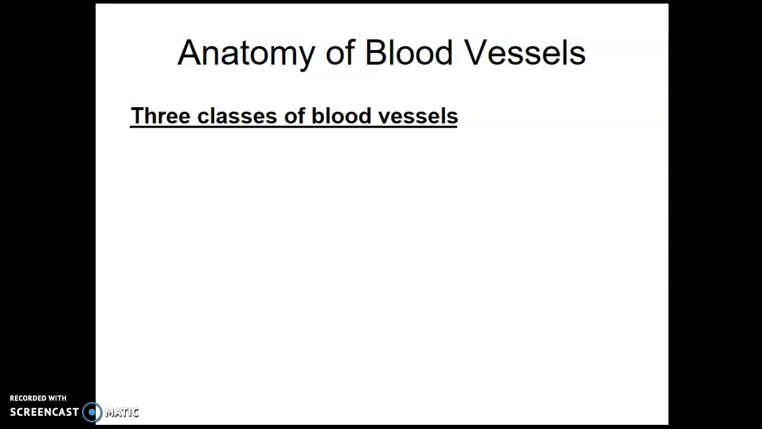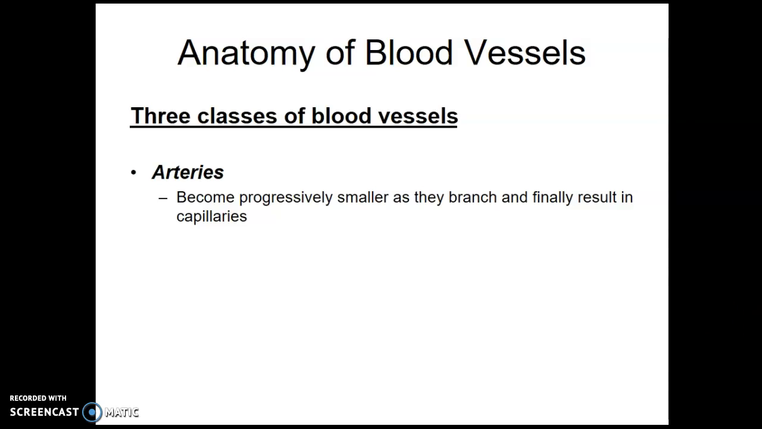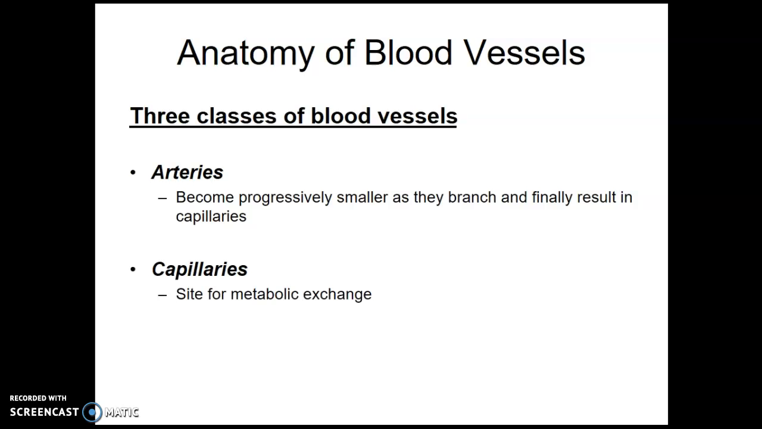We have three classes of blood vessels, and we've talked about these before already, so I know you guys know them. We have the arteries. Our arteries become progressively smaller as they branch. Arteries leave the heart, as we've talked about. All vessels leaving the heart are called arteries. They start off large, and they're going to become progressively smaller as they get into smaller and smaller branches and finally result in capillaries.